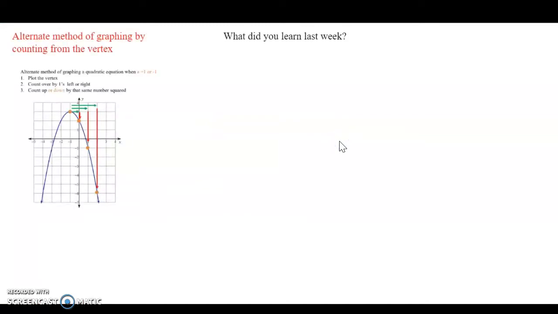So, a quick recap of last week's lesson. We learned a new method of graphing by counting from the vertex. You find the vertex first, and then the next point is going to be 1, 1 when a is 1, or 2, 4, or 3, 9, and so forth. Whether you go up or down depends on whether a is positive 1 or negative 1. In this case, a was negative 1, so that is the reason you went down.